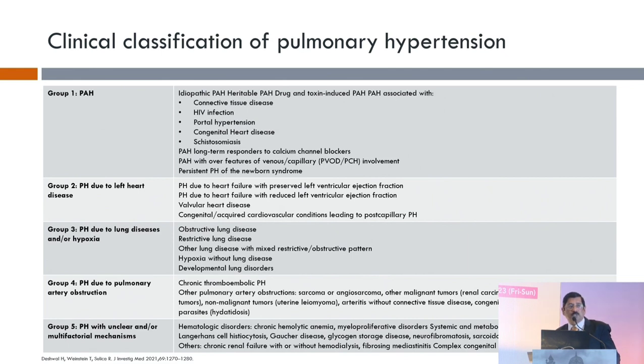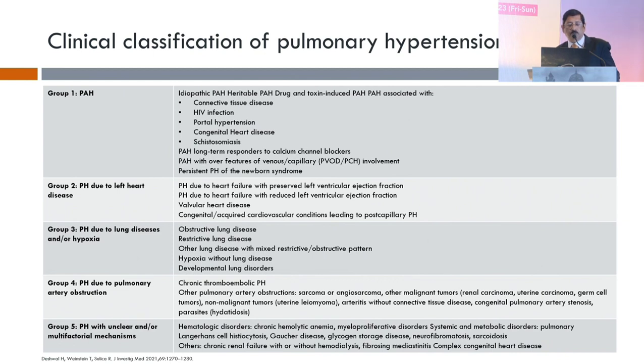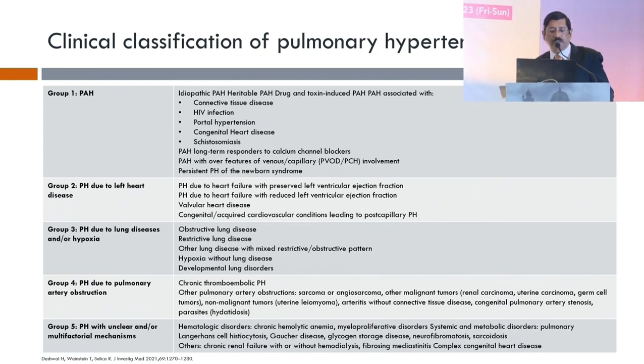Then comes the second group, where it's due to heart failure arising from reduced left ventricular ejection fraction, or even preserved left ventricular ejection fraction, valvular heart disease, or congenital or acquired cardiovascular conditions leading to post-capillary pulmonary hypertension. Group 3 includes the lung diseases: obstructive lung disease, restrictive lung disease, a combination of the two, hypoxia without lung disease, and developmental lung disorders.